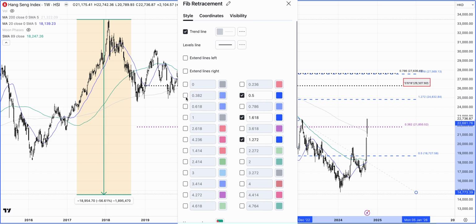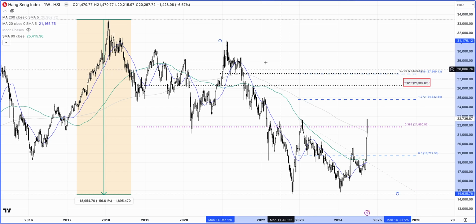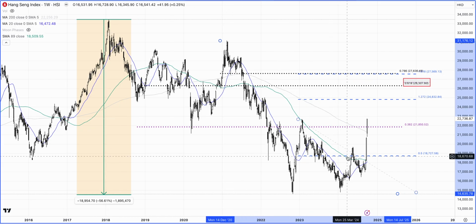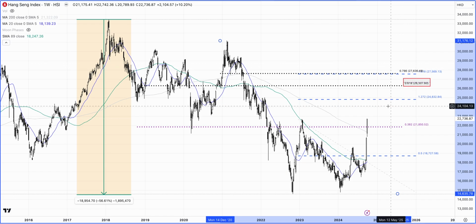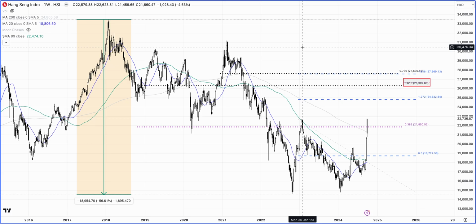There you go. I think it even has a chance to go a little bit higher. This is the 78.6% retracement of this swing. The 61.8% retracement is of this swing, and the 78.6% is from this swing. It looks like anywhere between 26,307 to 27,600 is where this market is most likely heading, based on the pattern formation that I can see.